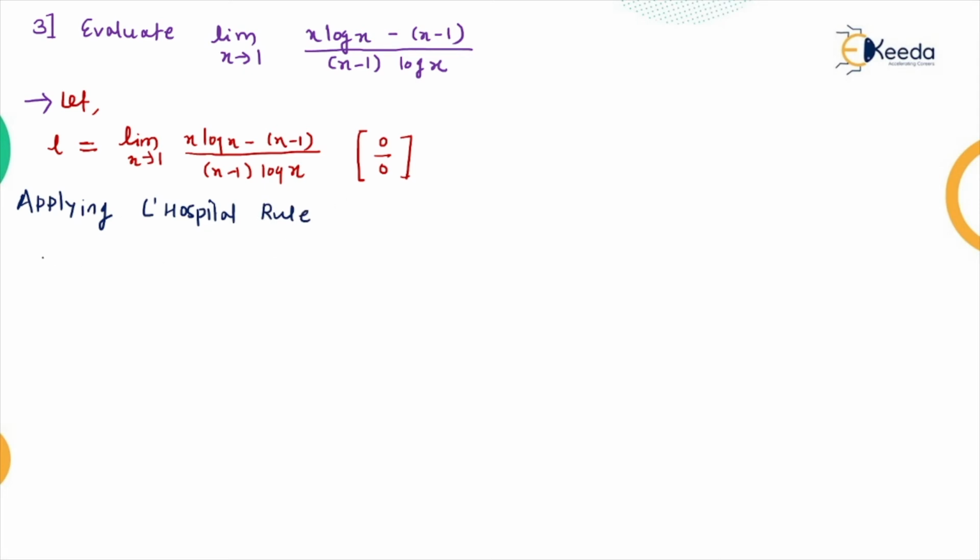So therefore you get L is equal to limit as x tends to 1. When applying L'Hospital rule, you have to take the derivative of the numerator. The derivative of x into log x: that gives 1 by x, right, plus log x as it is, and the derivative of x is 1, minus in bracket the derivative of x minus 1: the derivative of x is only 1, and the derivative of minus 1 becomes 0, because the derivative of a constant is 0.